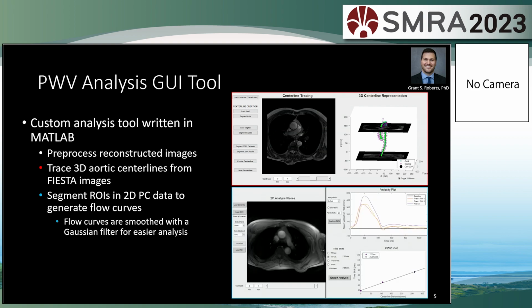Next, we segment the ROIs into 2D phase contrast data, and the tool will generate flow curves for each of the ROIs. The flow curves are also smoothed with a Gaussian filter for easier analysis. And then finally, we calculate a global aortic pulse wave velocity.